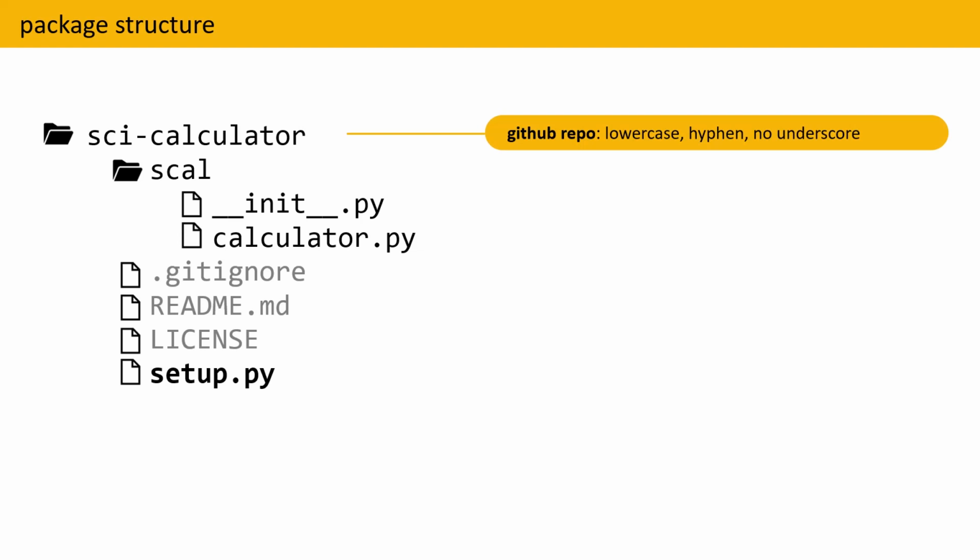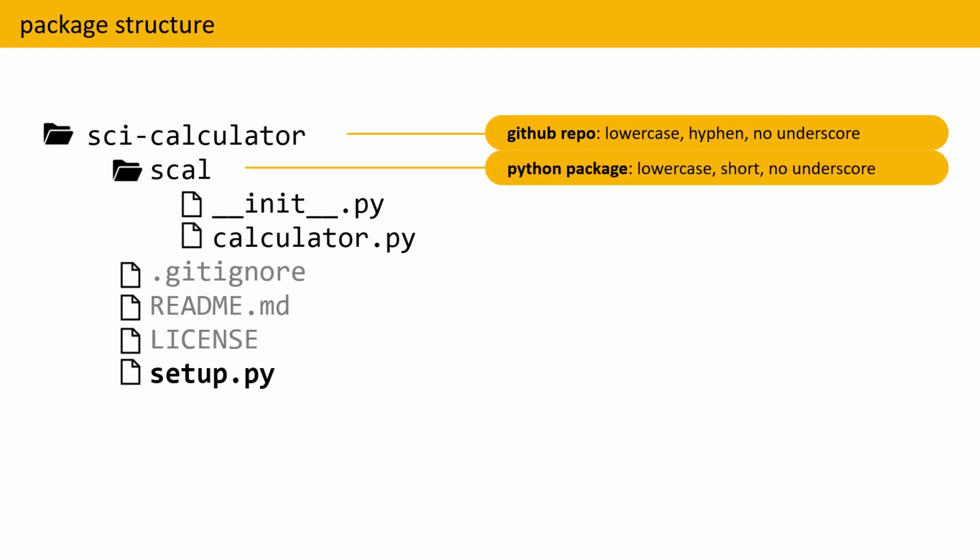We have a folder that represents the GitHub repo with the entire code. Names for GitHub repos should be lowercase, can contain hyphens, but should not contain underscores. Here we pick sci-calculator as repo name. Within the GitHub repo, there must be a subfolder that represents the Python package, here named scal. The repo and the package could have the same name, but don't have to.